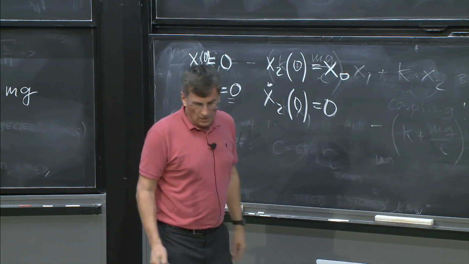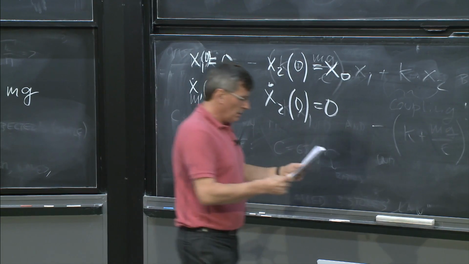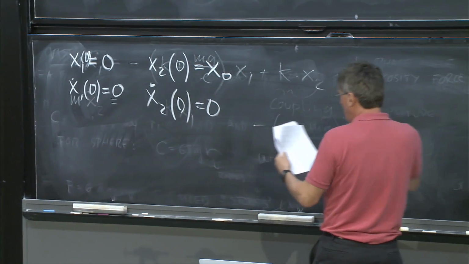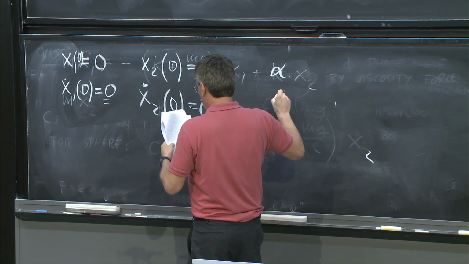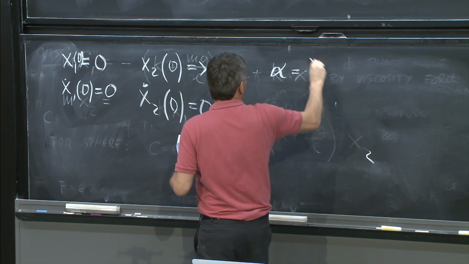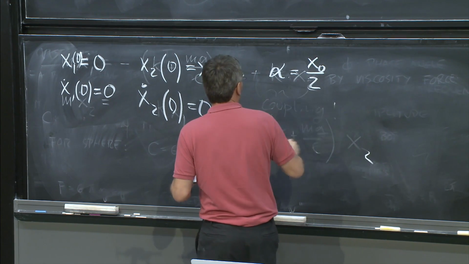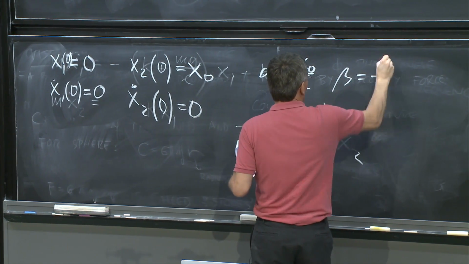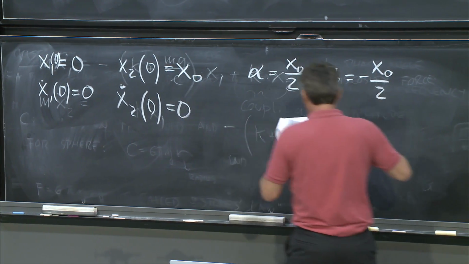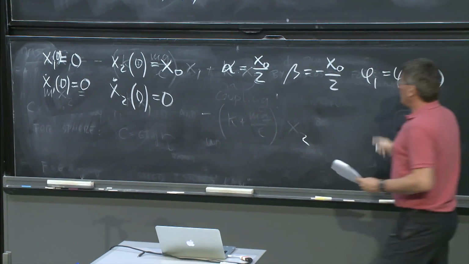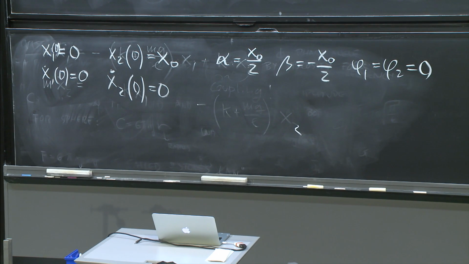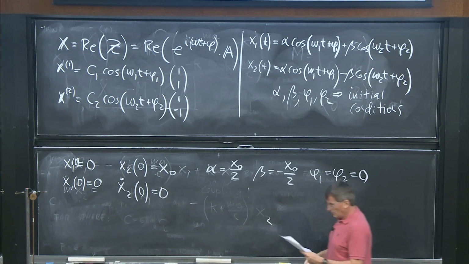If I plug this in, it turns out, without lots of details, that alpha will be equal to x0 divided by 2. Beta will be equal to minus x0 divided by 2. And phi1 will be equal to phi2 equal to 0. You can check if you plug it into those equations. If you plug t equals 0, phi is equal to 0, etc. You will see that it works.